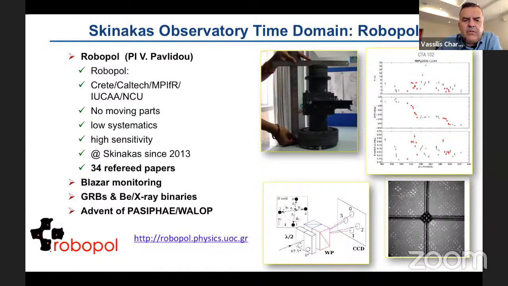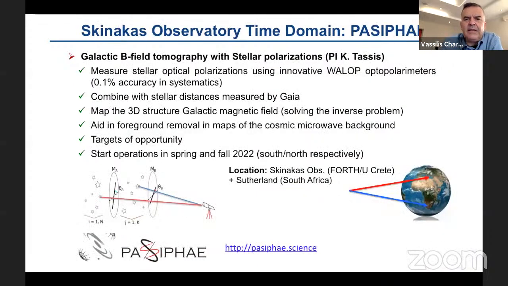It was used originally for blazar monitoring, Fermi blazars, but in the process it was used essentially to also observe GRBs and Be X-ray binaries, because some people here are working on that. And it actually contributed substantially, through the measurements that it obtained, to propose and secure the PASIPHAE ERC project and the WALOP polarimeters that I will show you in the next slide.